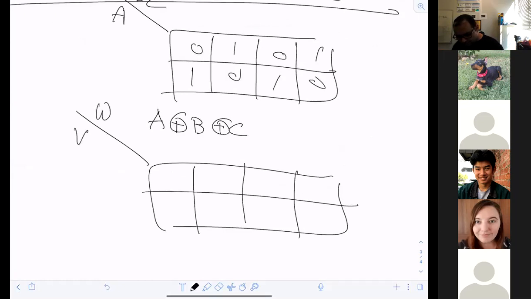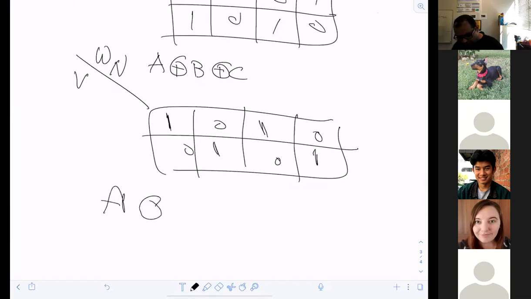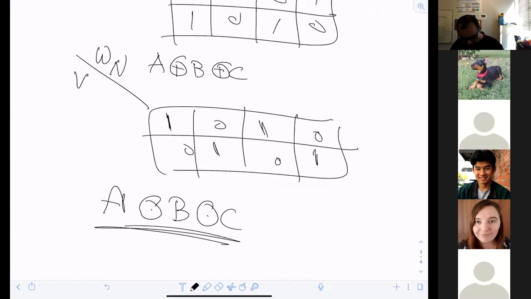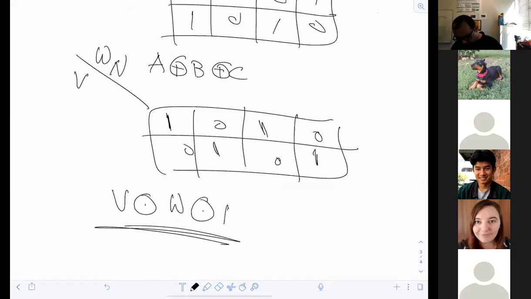With the other checkerboard, 1 here, 1 here, 1 here, 1 here, and 0, 0, 0, 0, that means V XNOR W XNOR N. Any question?